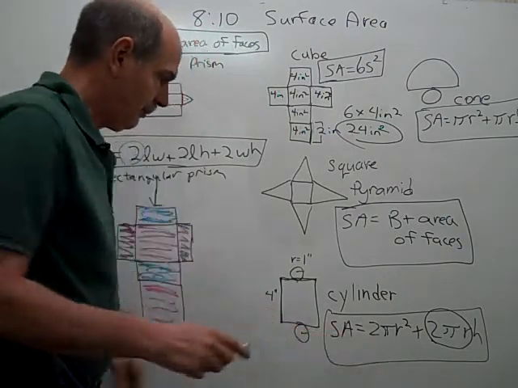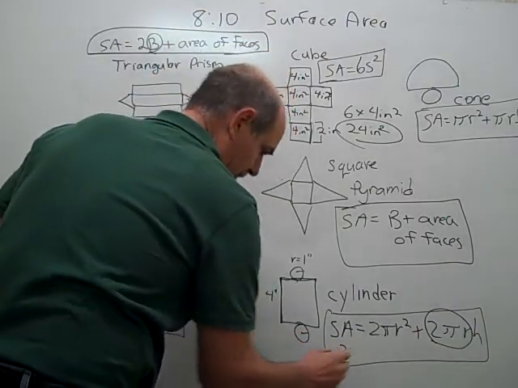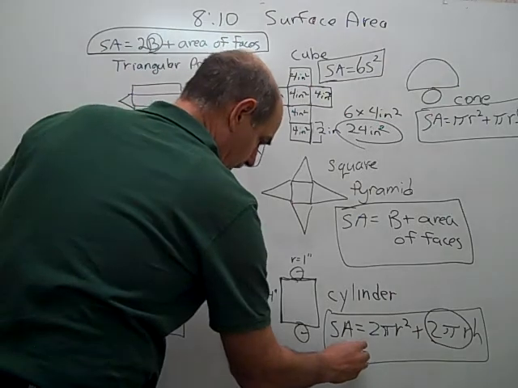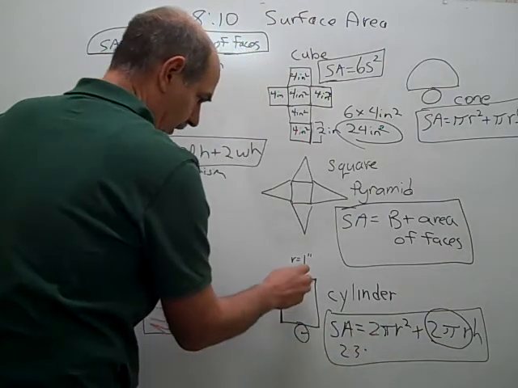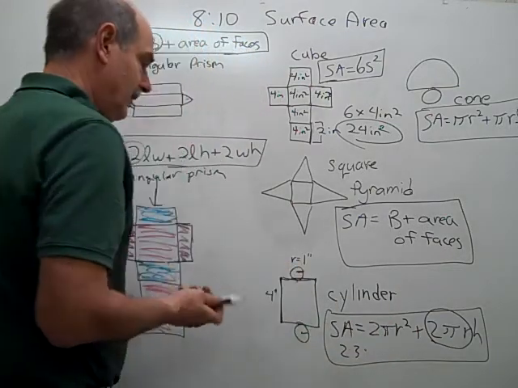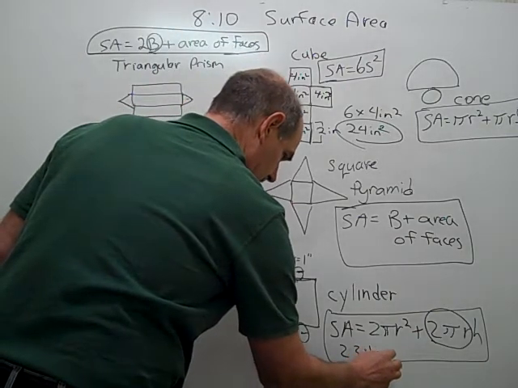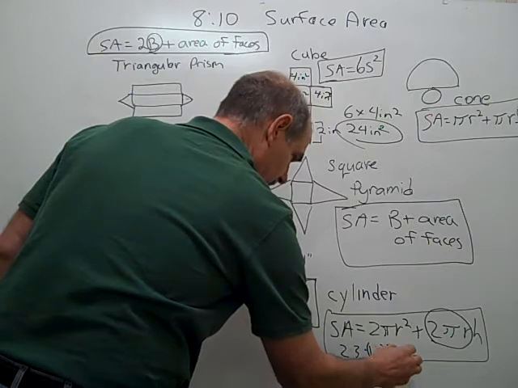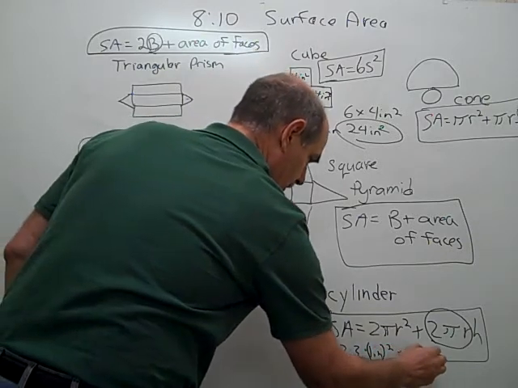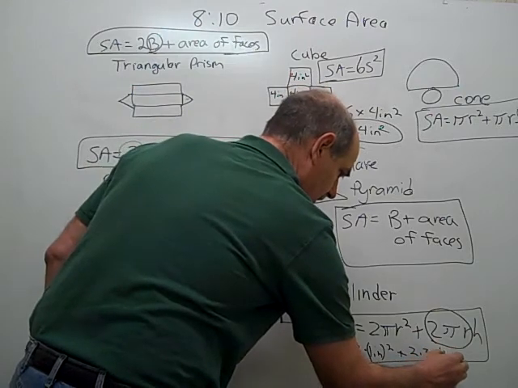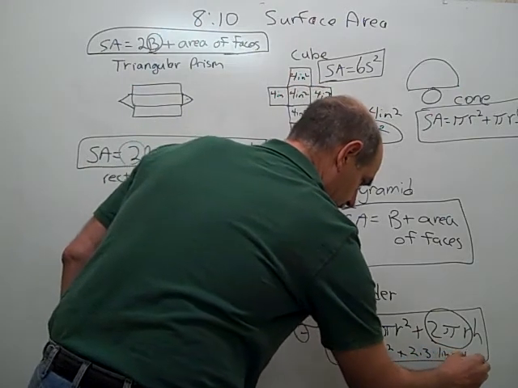If I apply the formula, I'll put in 2, I'm going to just use 3 for pi to make it simple. 2 times 3, and I said this little circle is an inch. I made that a really easy number, times 1 inch squared, plus 2 times 3 times r again is 1 inch times the height 4 inches.